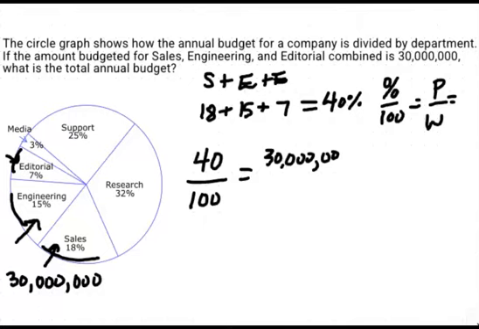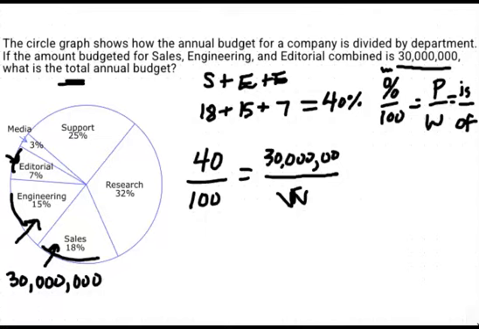Often, the word "is" marks the part, and the word "of" marks the whole. So percent over 100 is part over whole, or percent over 100 is "is" over "of", okay? The "is" comes before my part. I don't know what the whole, the total annual budget, is. So my part is 30 million, and I need a whole down here, my whole.